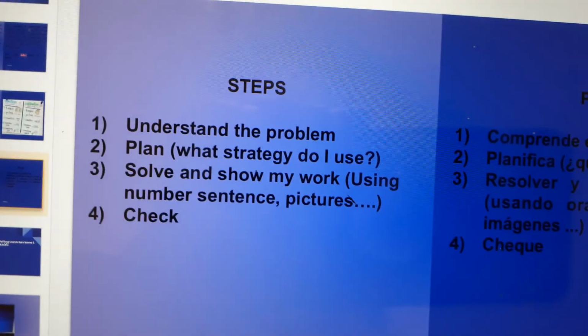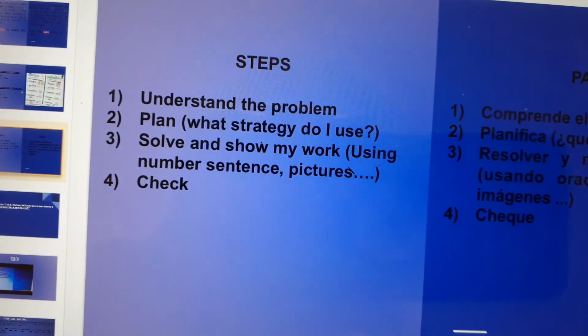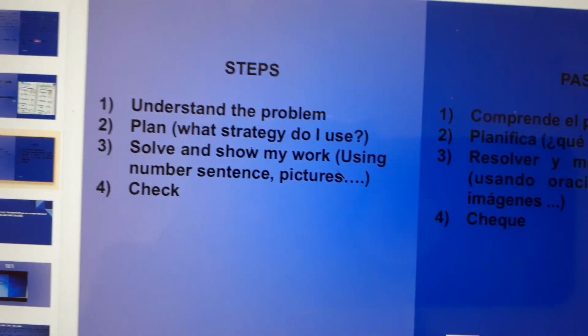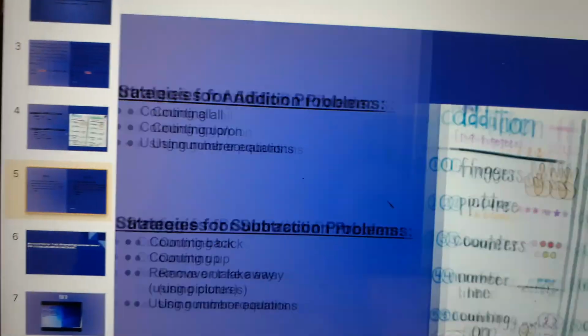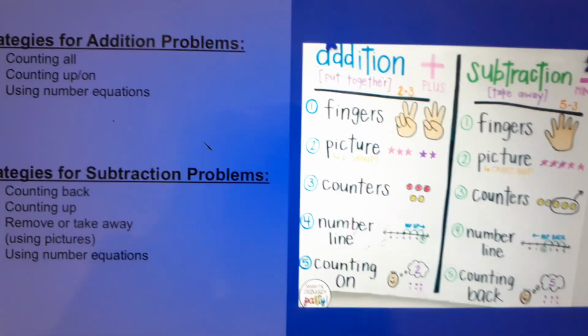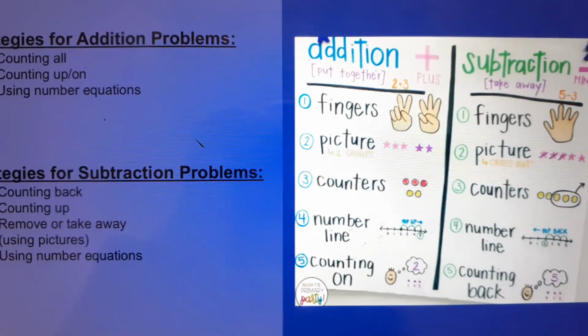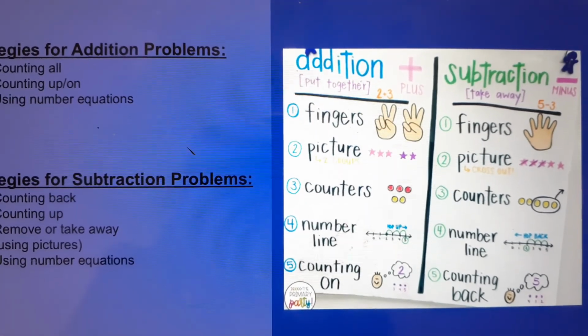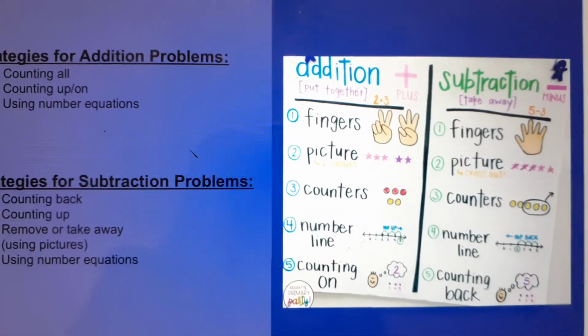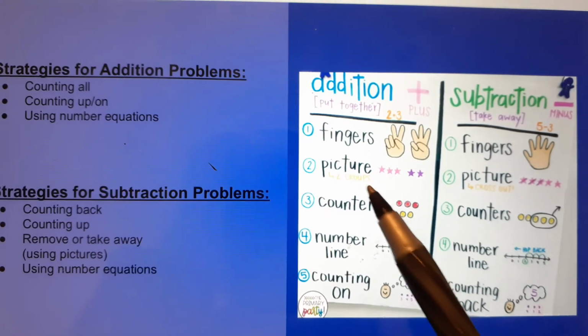Okay, so now I'm going to go back here, and I'm going to do number 3. Number 3 says to solve and show my work. So I'm going to go back to the strategy list, and I'm going to think about what strategy I can use. I think I'm going to use the pictures. Let me do that one first. Let me go back to the problem and back to my picture.